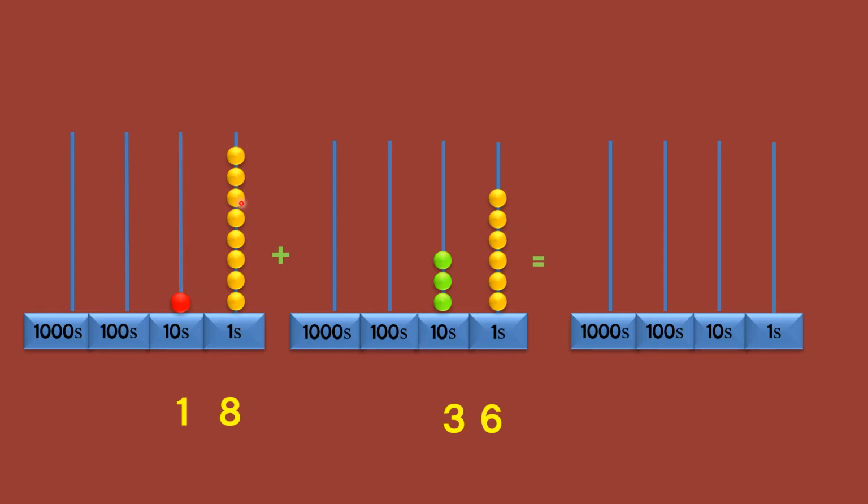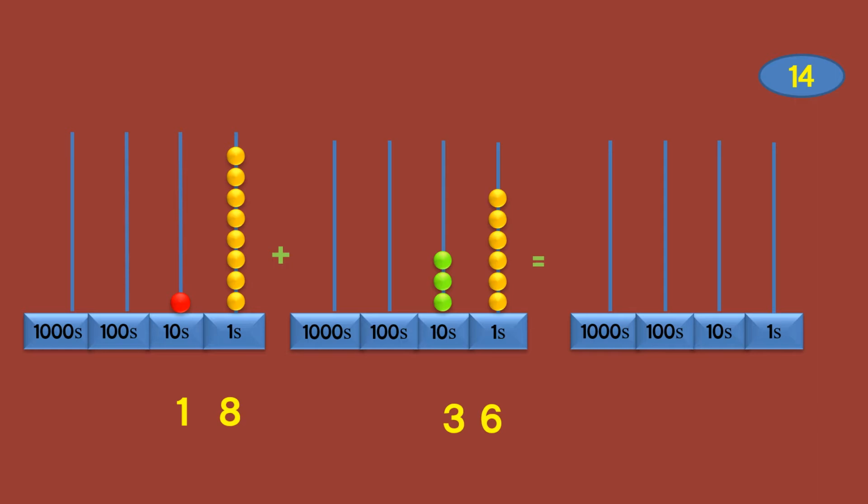1, 2, 3, 4, 5, 6, 7, 8, 9, 10, 11, 12, 13 and 14. I have got 14 beads under ones place. So can I mention 14 beads under ones place? No, the rule itself says I can put only up to 9 beads. That means the maximum number of beads that I can put in one line is 9.